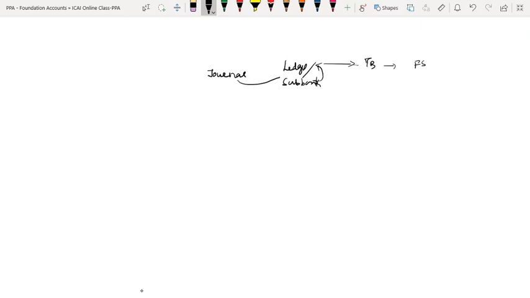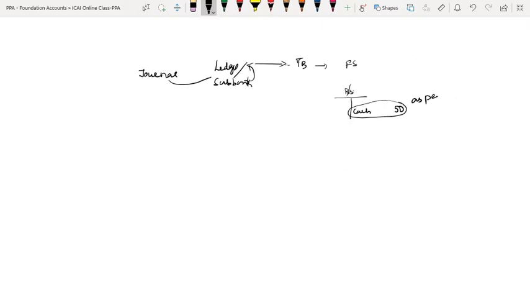Now in a financial statement, suppose in a balance sheet you are saying cash balance is, for example, 50 rupees. This 50 rupees is from the trial balance, which you would have taken from the ledger account. That ledger account balance is a summary of all the transactions as per books. Correct? So in the balance sheet you have to take this balance as per books only.